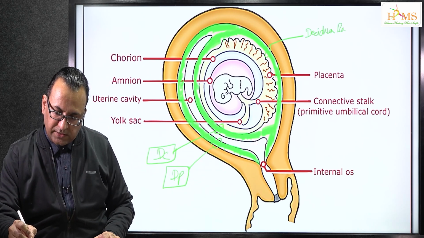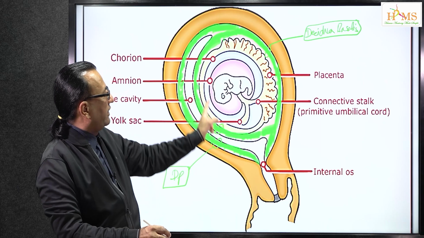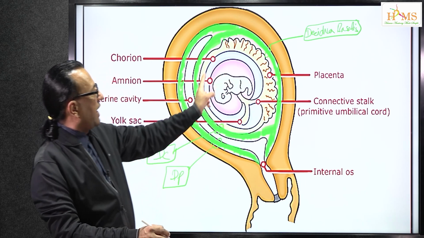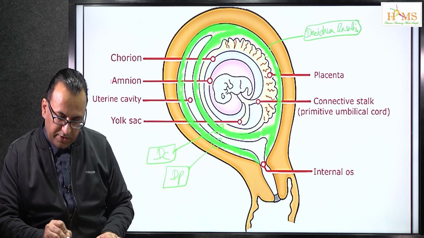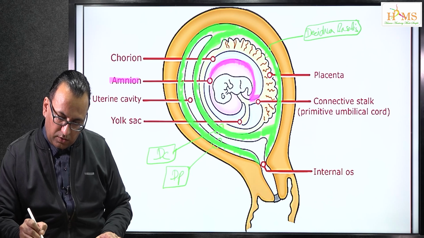What about the placental membranes associated with the baby? The baby is suspended in the amniotic cavity here, now almost covering the baby, and the lining of that is the amnion. You can show here this amnion is covering the amniotic cavity all around. It will also cover the connecting stalk or the primitive umbilical cord.